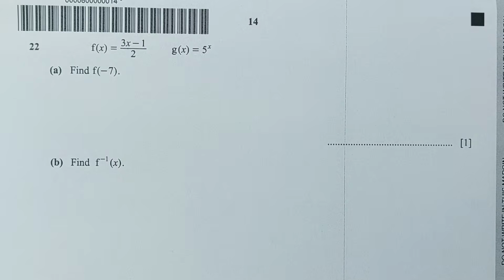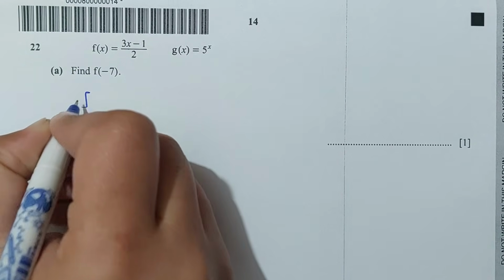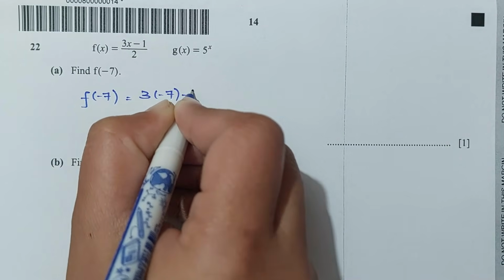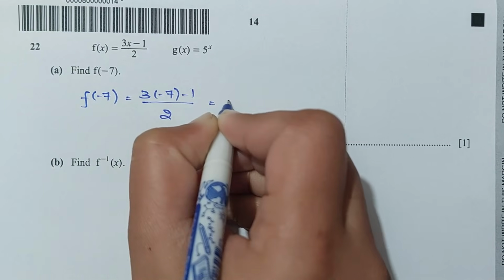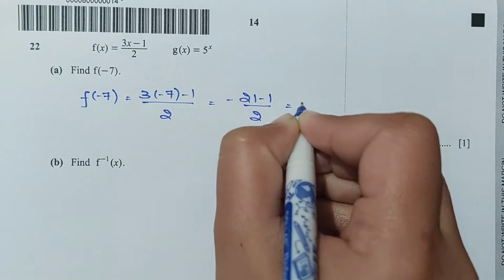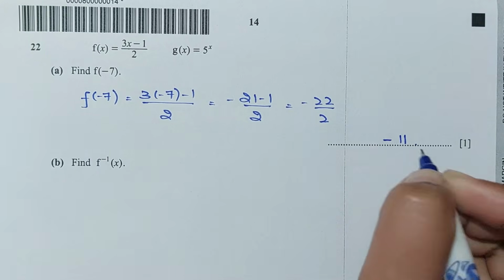Question number 22, we have the function f of x and g of x. Part A, find f of minus 7. f of minus 7 becomes 3 into negative 7, minus 1 by 2. 3 times 7 is 21, minus 1 by 2. This is minus 22 by 2 and this would be negative 11.